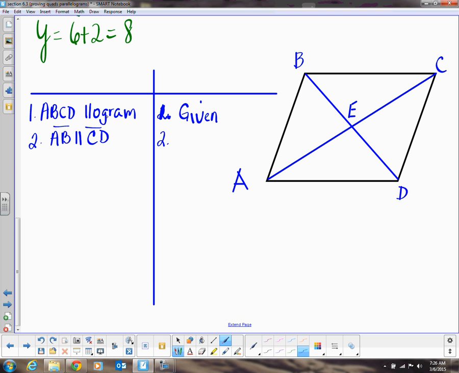In fact, open up your foldable. Under parallelogram, you have 4 properties, add a 5th property. Both pairs of opposite sides are parallel. And I want you to put in parentheses, definition of parallelogram.